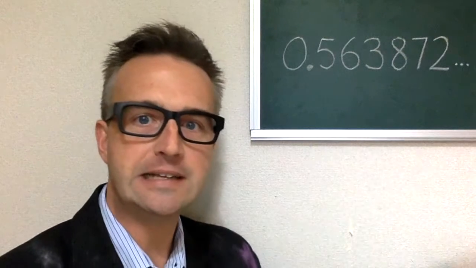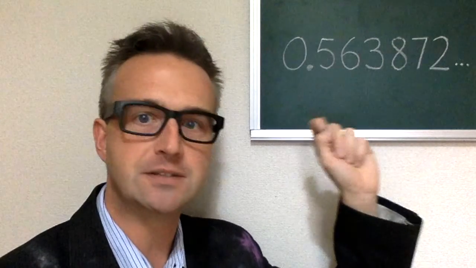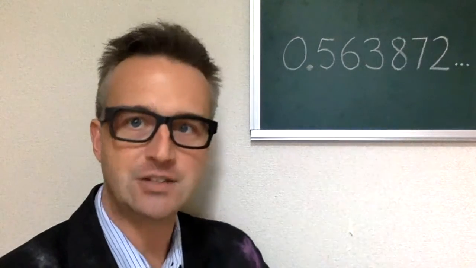The decimal point is the dot that appears in numbers. And after the decimal point, we have the decimal places. First decimal place, second decimal place, third decimal place, and so on and so on.